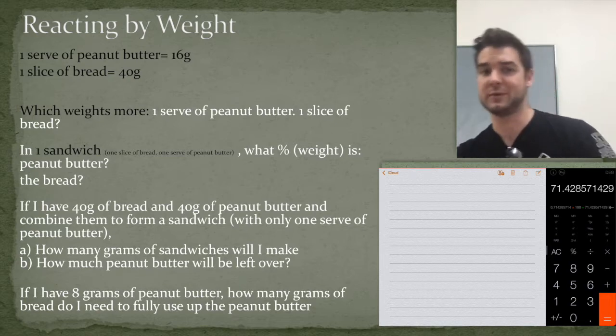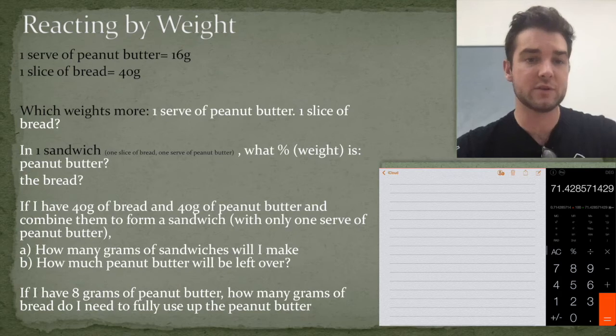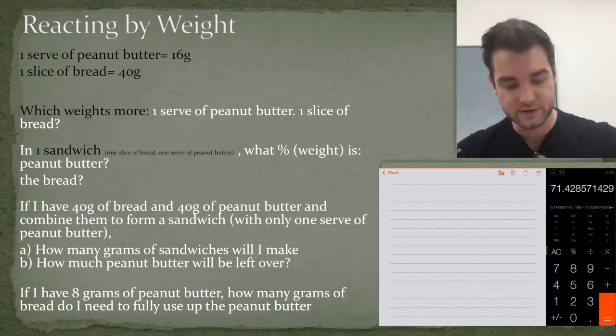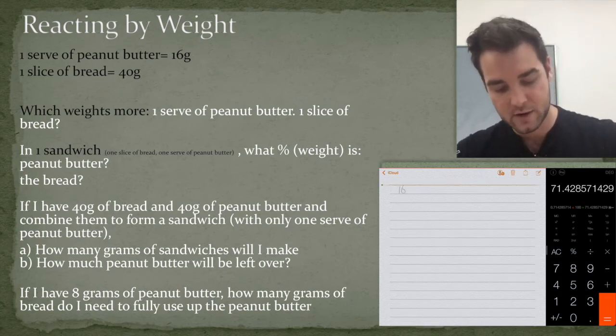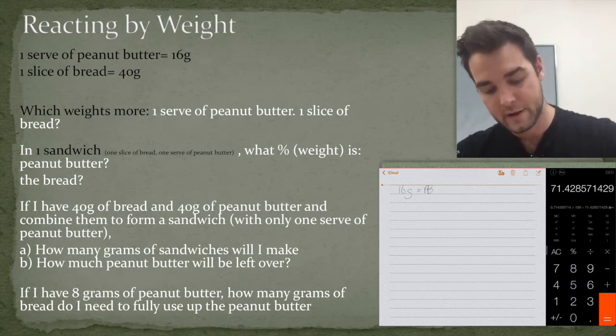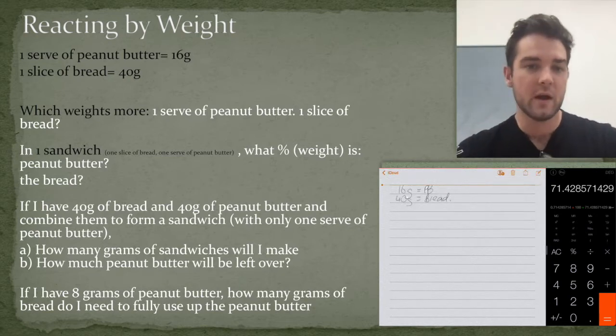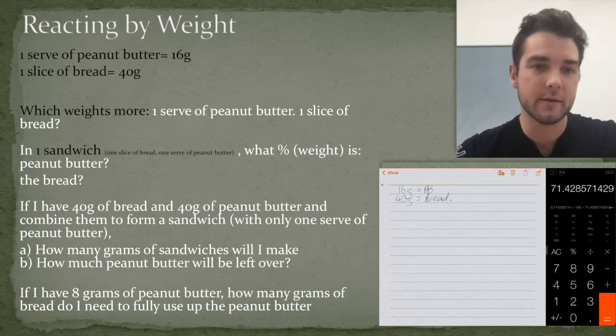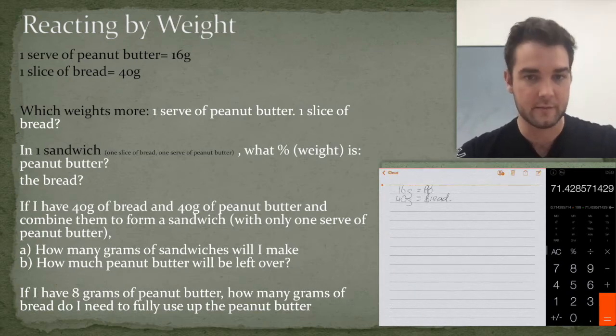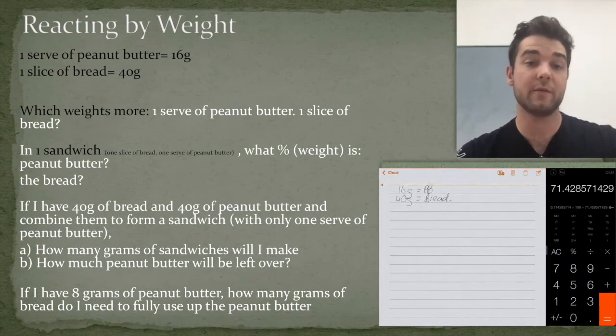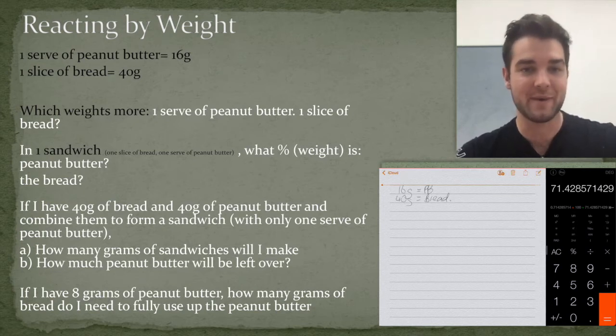So first thing I like to do is summarize. We're making a sandwich. Which weighs more? 1 serve of peanut butter, or 1 slice of bread. Let's write down the information. You can see at the top there, 16 grams equals my peanut butter, and 40 grams equals my bread. Of course, the peanut butter weighs less than the bread. The bread is 24 grams more than the peanut butter.